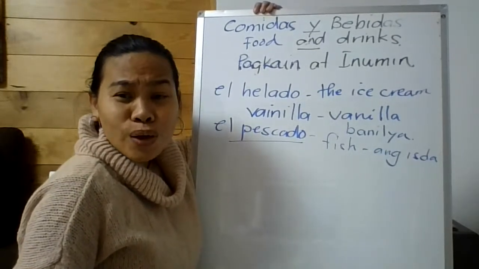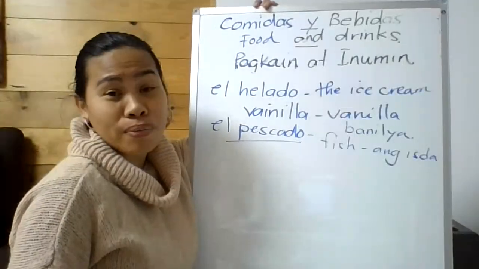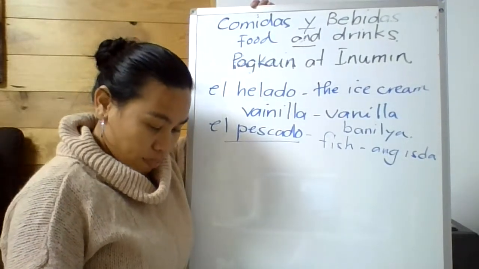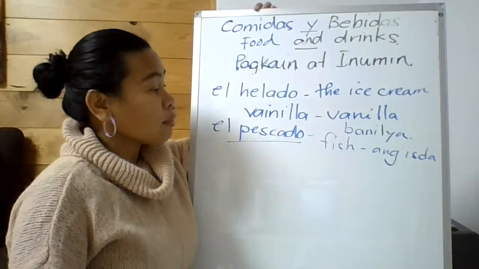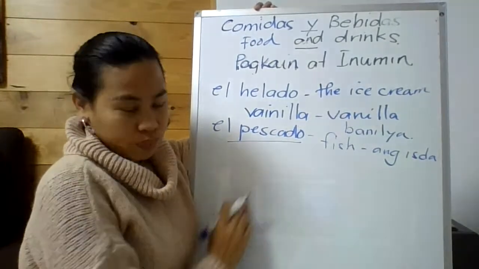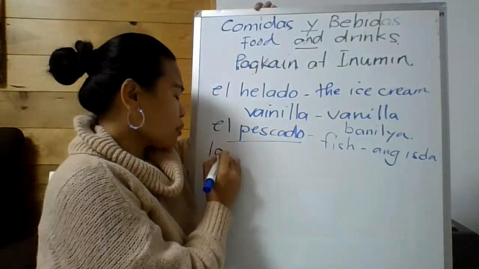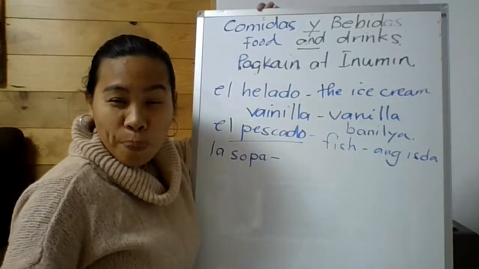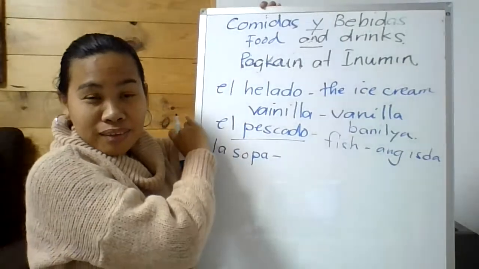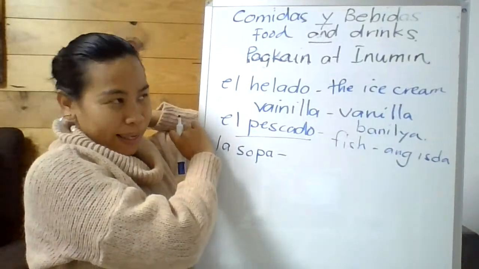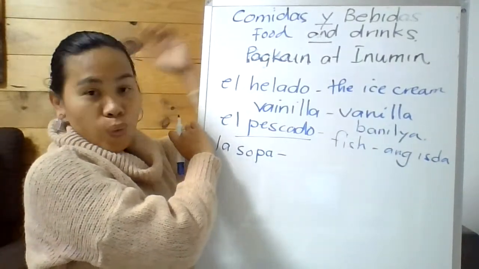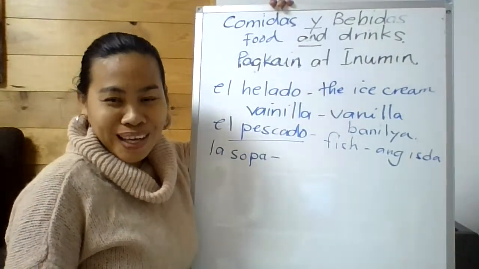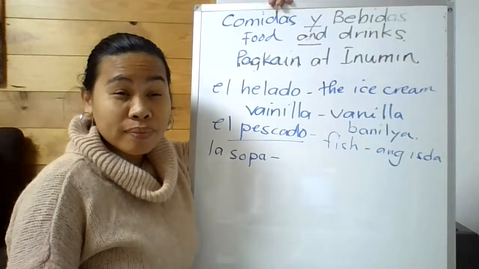Oh, I hope you enjoy our topic today and you learn some vocabularies about food and drinks in Spanish. Okay? El pescado. La sopa. What is sopa? La sopa. Quiero una sopa de calabaza.